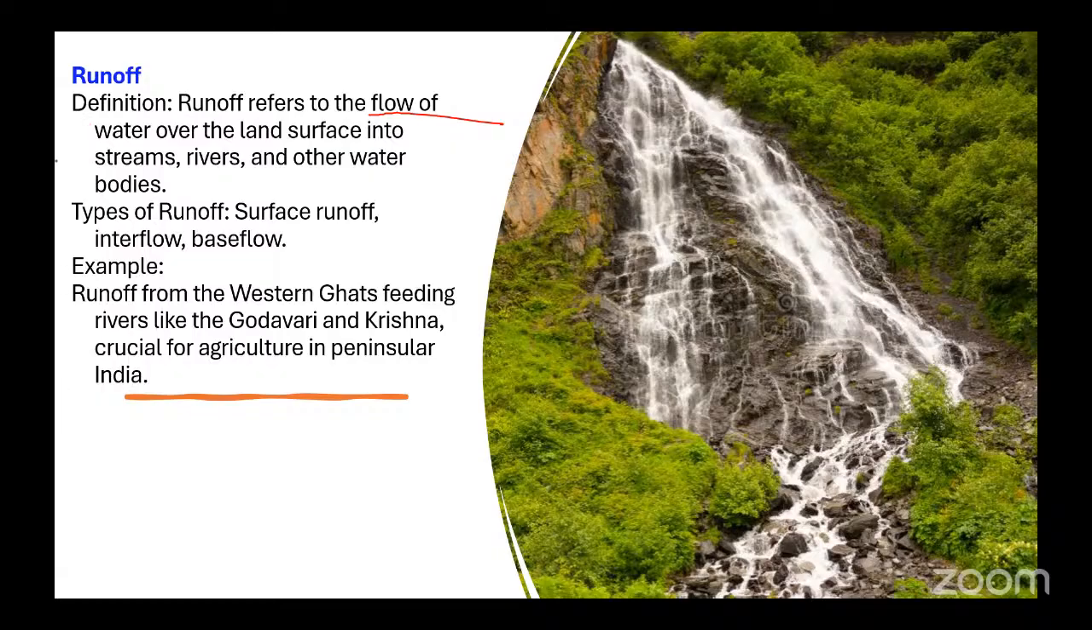Next, the best examples are runoff from the Western Ghats feeding rivers like the Godavari and Krishna, supplying water for agriculture in peninsular India. Most of peninsular India is covered by the Godavari and Krishna river systems. These are the best examples of runoff, which you can observe dominantly in the peninsular region, or the middle to southern part of India. In northern or northeastern India, we can observe the infiltration process because of soil conditions.